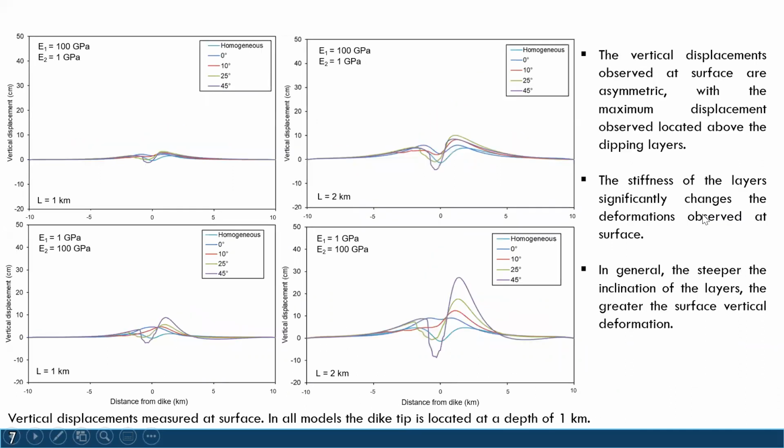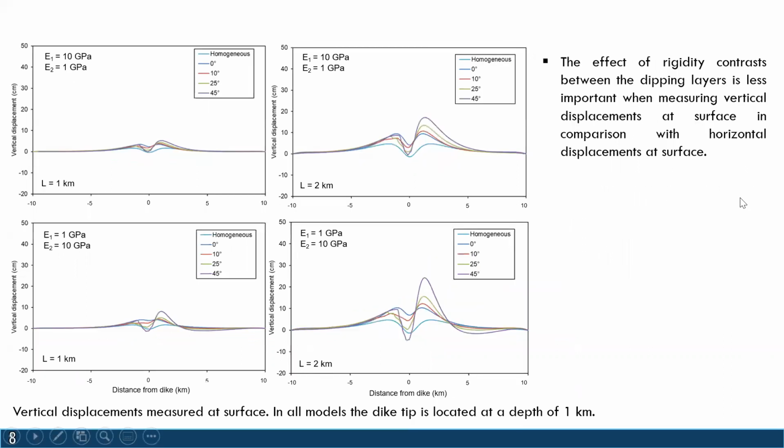About the vertical displacement at surface, we observe that they also are asymmetric, with the maximum displacement located above the dipping layers. The stiffness of the layers also significantly changes the deformation observed at surface. And in general, the steeper the inclination of the layers, the greater the surface vertical deformation. And finally, the effect of rigidity contrast between the dipping layers is less important when measuring vertical displacement at surface in comparison with when we measure horizontal displacement at surface.